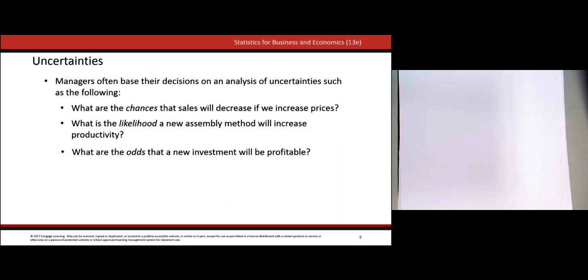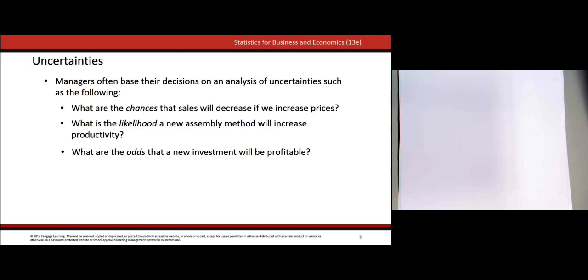So managers often base their decisions on an analysis of uncertainties. For example, what are the chances that sales will decrease if we increase prices? If we know for sure that the sales will increase if we increase prices, then we will do it, but we don't know for sure. We may increase the prices, sales will decrease or will increase, so there is an uncertainty. But still, we need to decide whether we will increase the prices or not.